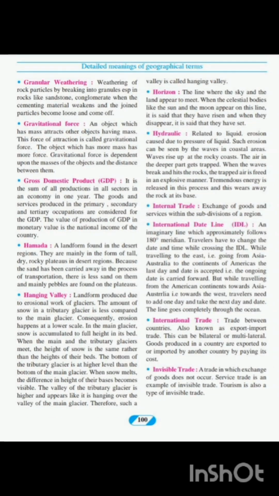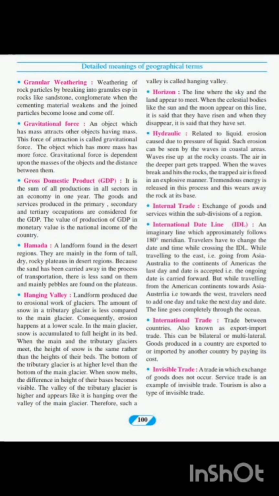The next one is gorge. A deep and narrow valley. The slopes of the gorge are steep and almost vertical. Granular weathering: weathering of the rock by breaking into granules, especially in rocks like sandstone and conglomerate, when the cementing material weakens and the joint particles become loose and come off.